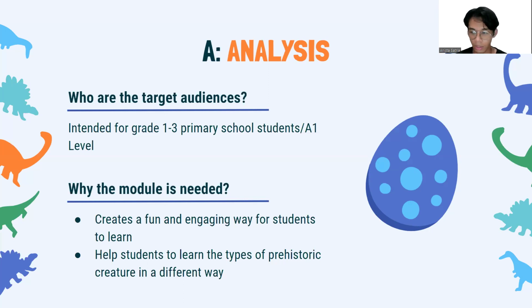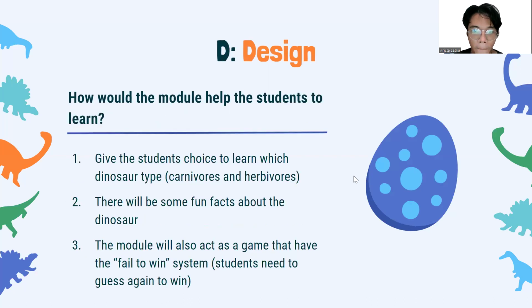So not only using the textbook, but this time they use the module to have a different experience of knowing the types of dinosaurs in this world and as age. And then design, the D. How will the module help the students to learn? First, it gives the student the choice to learn which dinosaur types. There are 2 types, carnivores and also herbivores.